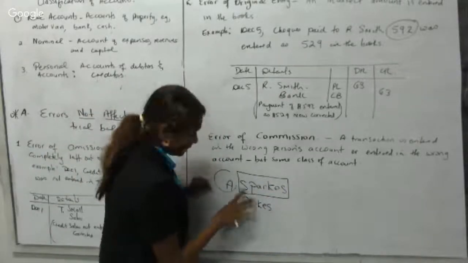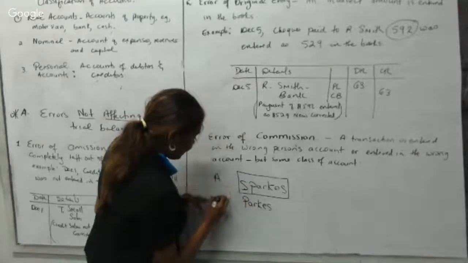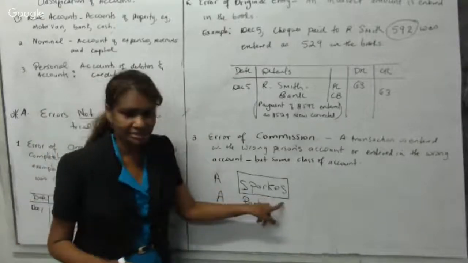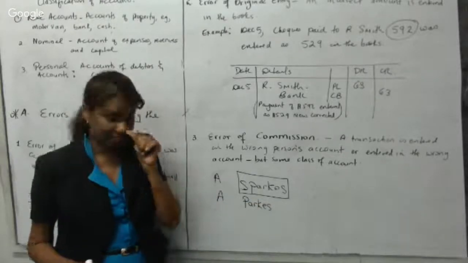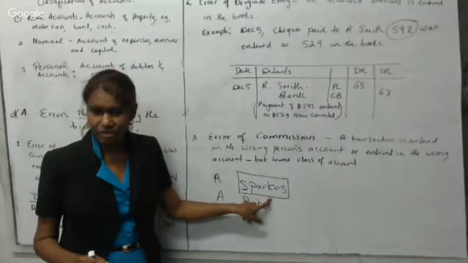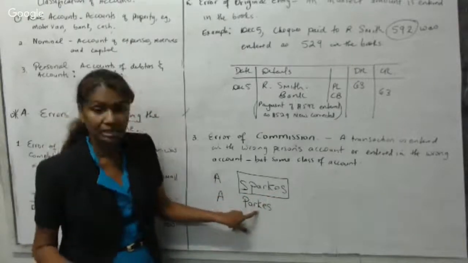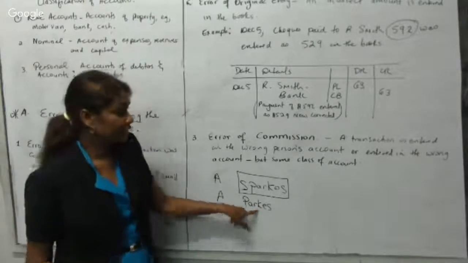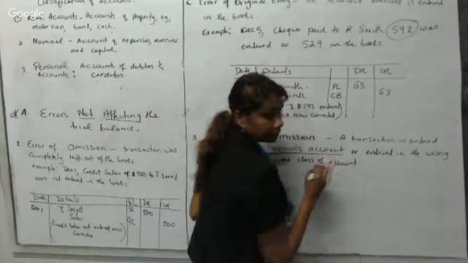Now, can you imagine having two customers, one by the name of A Sparks and another customer by the name of A Parks. Now, you entered into a transaction with A Sparks, but for some reason, the person entering up the accounting records, instead of putting the information in this account, placed it in this one instead. Understand? That's an error of commission, where the transaction is entered in the wrong person's account.